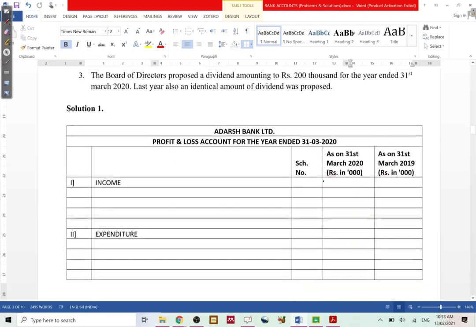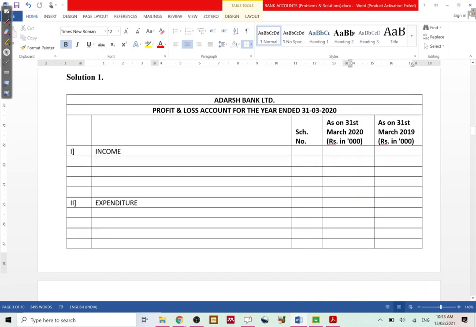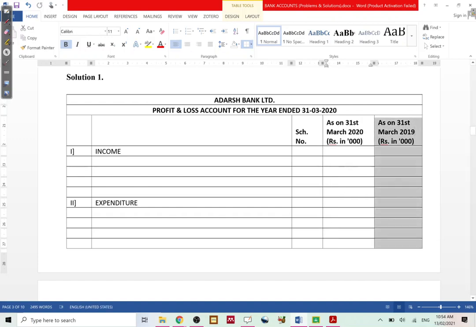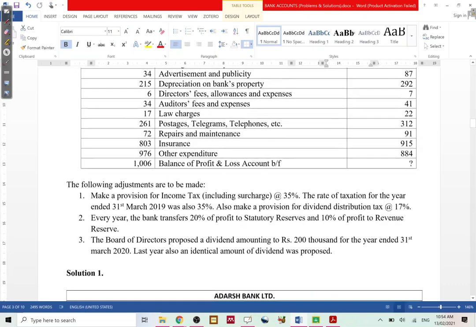So when we prepare the actual solution, we will make two columns, one for the current year's items or amounts and one for the previous year's amounts. Normally for companies and any type of banks or manufacturing companies, you need to give this side-by-side comparison of both the years, which is how we do it.